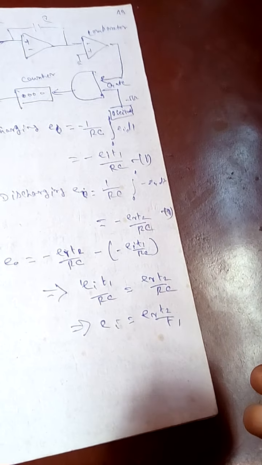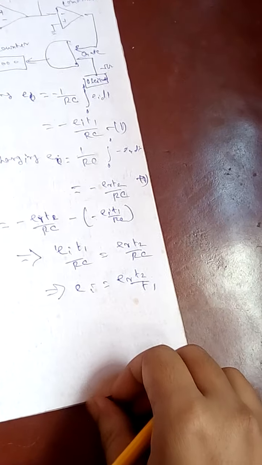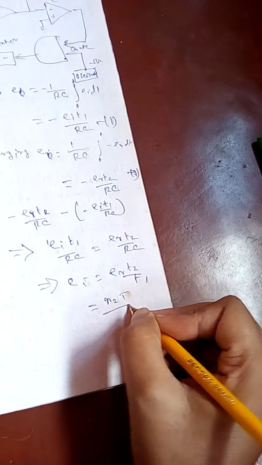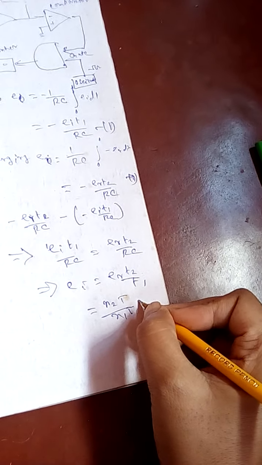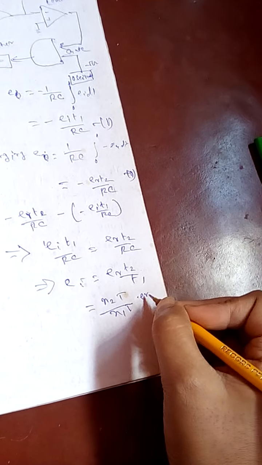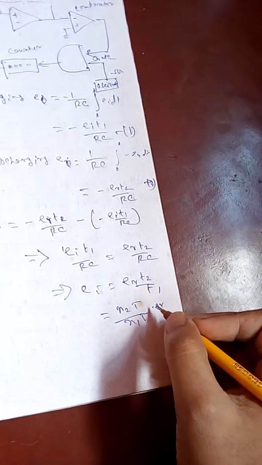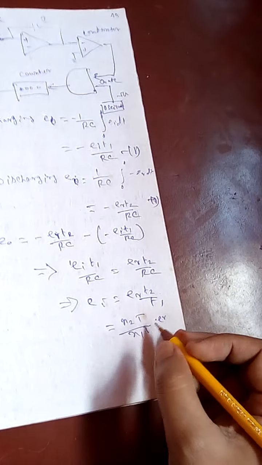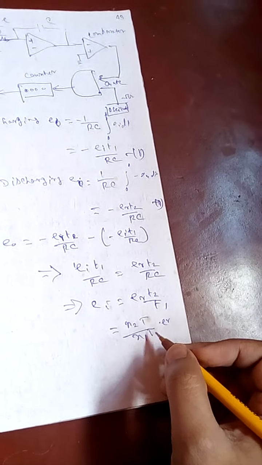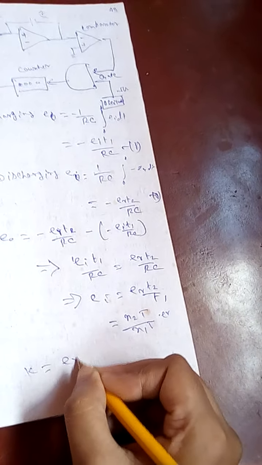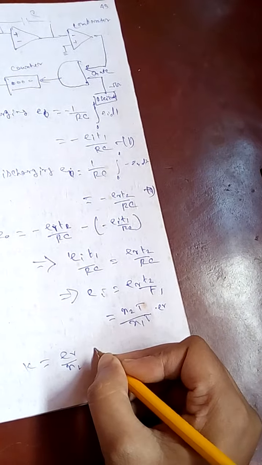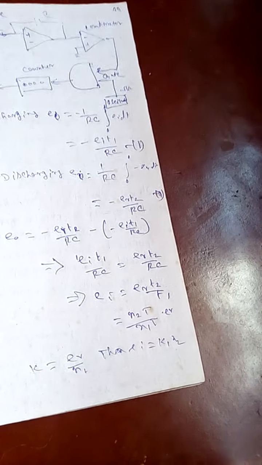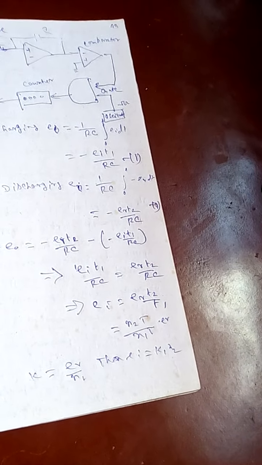So if we calculate with the digital counts N1 and N2, EI equals ER times N2 T by N1 T, that is T2 by T1. So if we calculate the number of counts N, K equals ER by N1, then EI equals K into N2. So the measured voltage is independent of the integrator time constant.